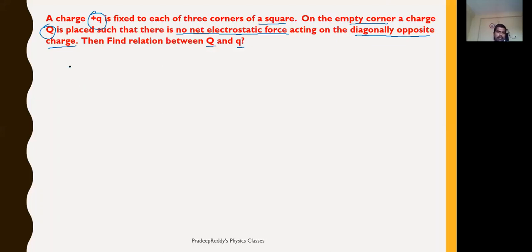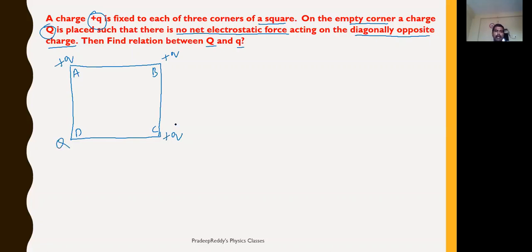Explaining this question, let me take a square. This is A, B, and C, D. At three corners of the square, you are placing charge plus q. Here it is plus q, here it is plus q, and here it is plus q. And on the other corner, there is a charge capital Q placed, and it is mentioned that on the diagonally opposite charge, there is no net force acting. Now, using that condition, we will be solving this problem.